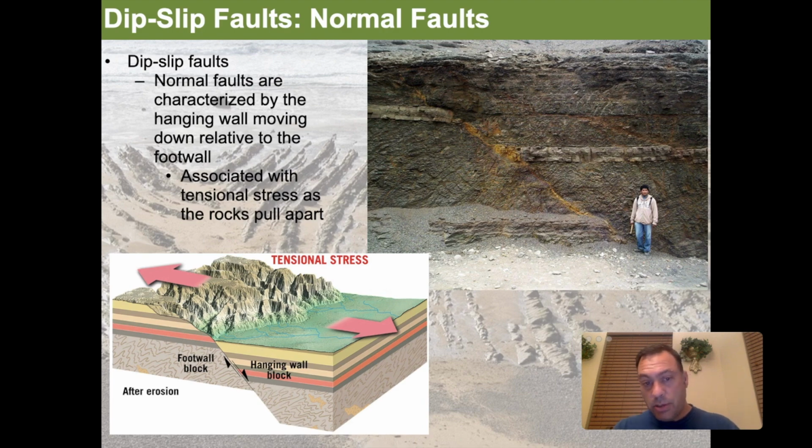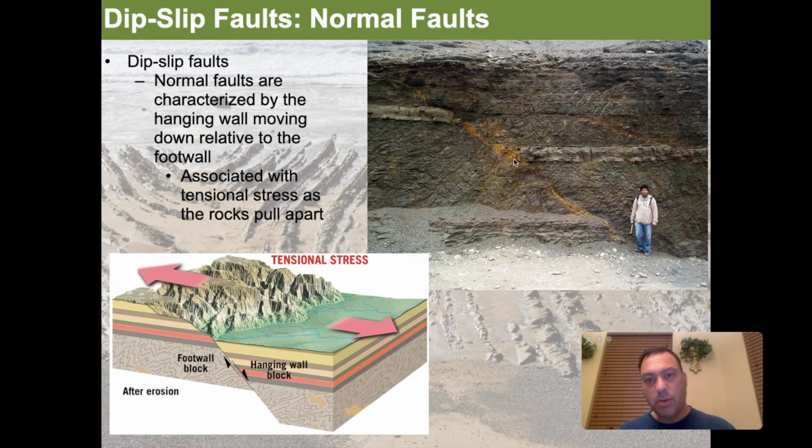So there are two important classifications of dip-slip faults. The most important one to learn, because everything else is kind of derived from it, is the normal fault. It's called normal because it's normal. Normal faults are characterized by the hanging wall moving down relative to the footwall. So here we see a normal fault. This is a rock layer that comes over here.